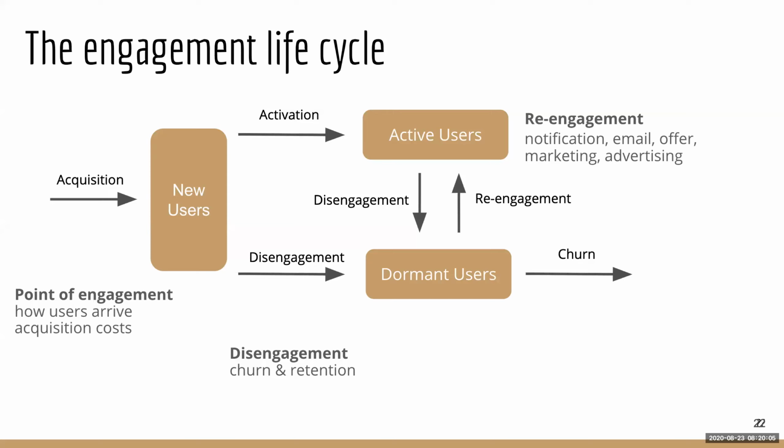Sometimes they don't become active, so there is a disengagement. Those are dormant users. They're still on the product, but they don't use it. And usually this leads to churn. They just get out, for example, cancel the subscription. The slide puts everything together: an active user can become a dormant user, can be re-engaged and then become an active user. Re-engagement can be done through notification, email, offer, advertising, and so on.